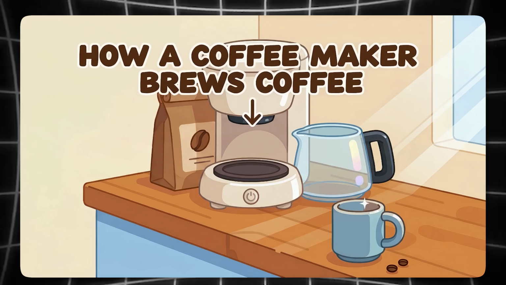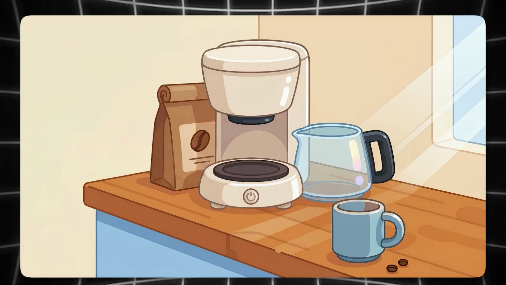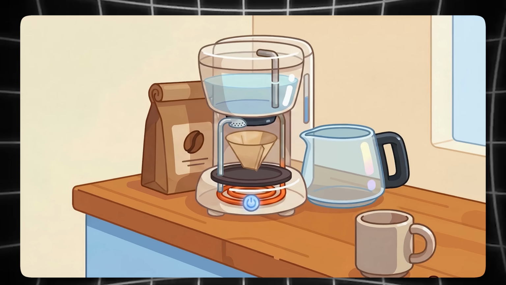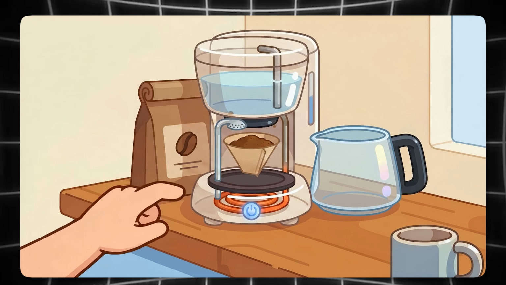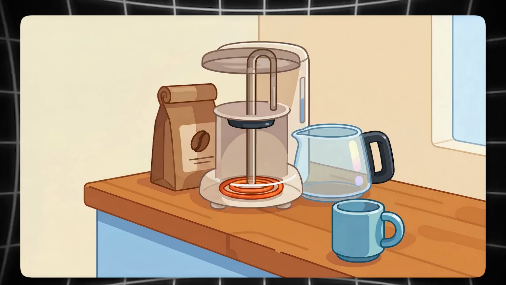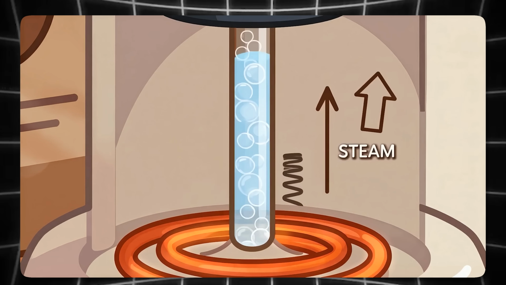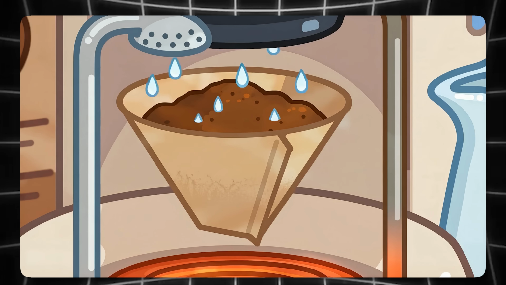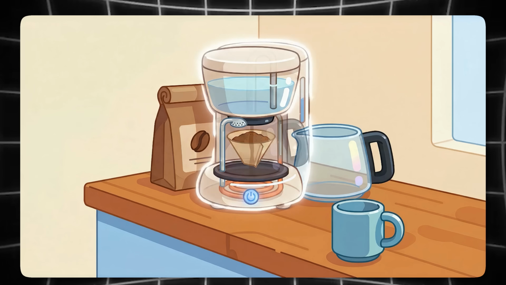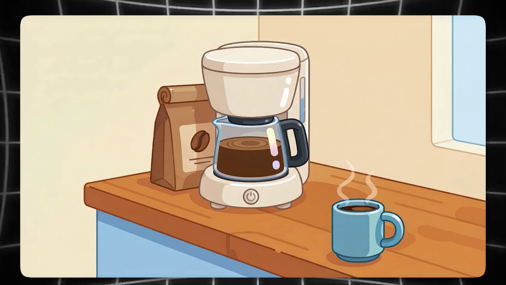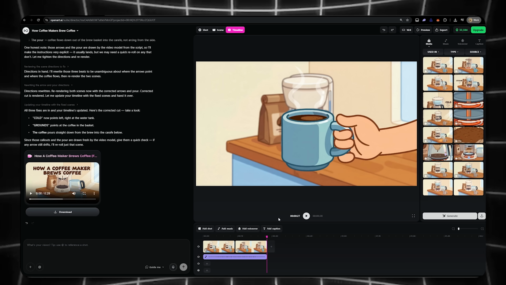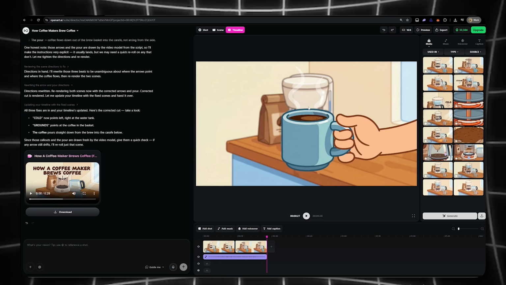Here's how a coffee maker works. Fast. Cold water up top, grounds in the basket. Then, watch. Steam bubbles pump the hot water up. It rains on the grounds and pulls out the flavor. And out comes coffee. That's it. Enjoy. Awesome, let's go. And now we have it ready.